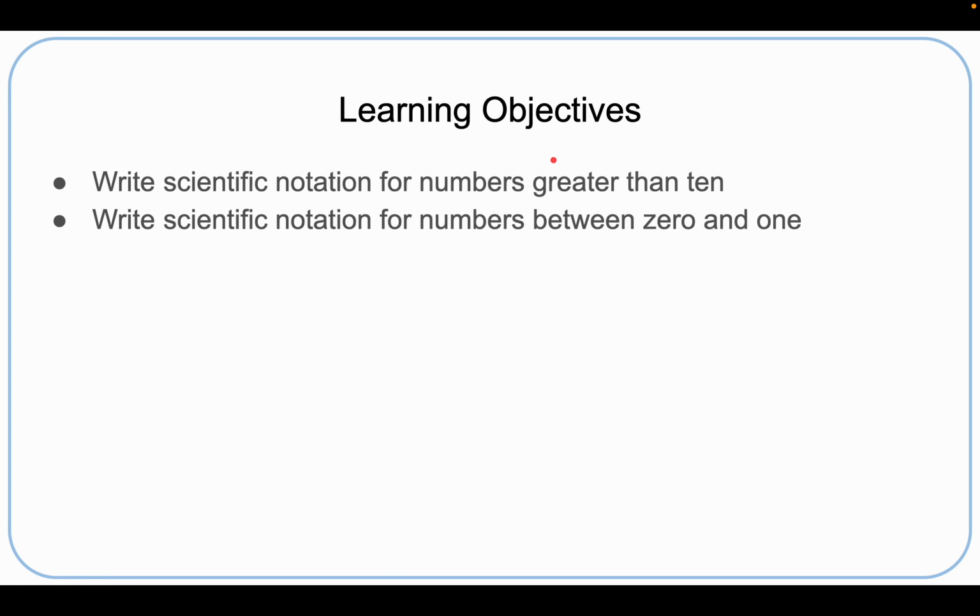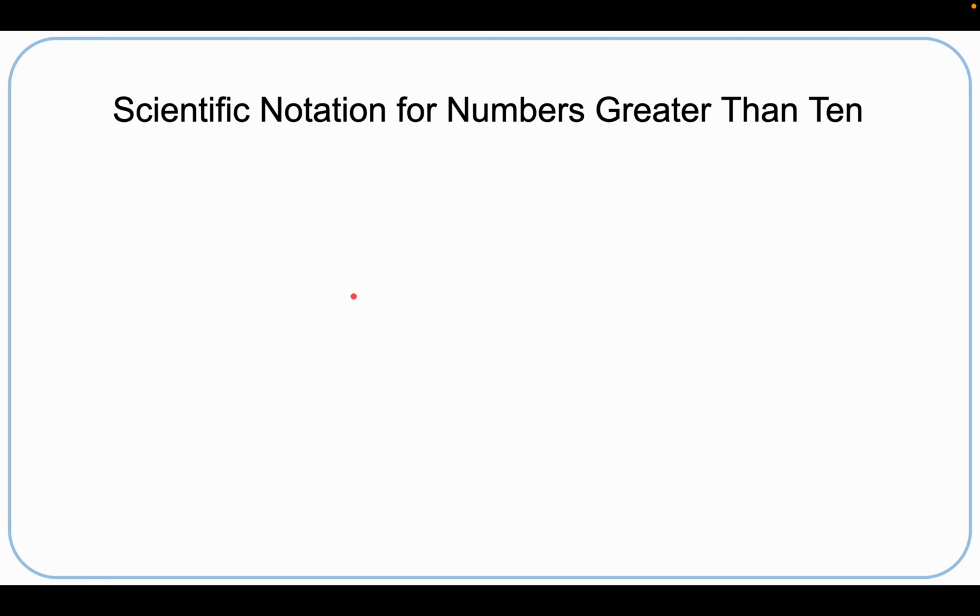Our learning objectives are to write scientific notation for numbers greater than 10 and also to write scientific notation for numbers between 0 and 1. So starting with numbers greater than 10.